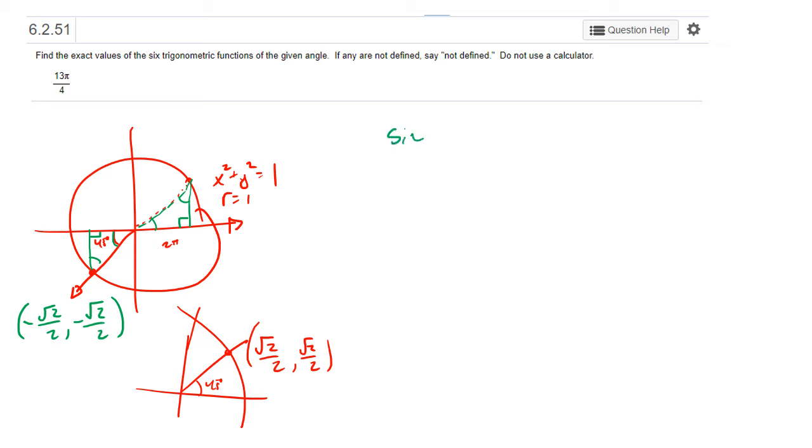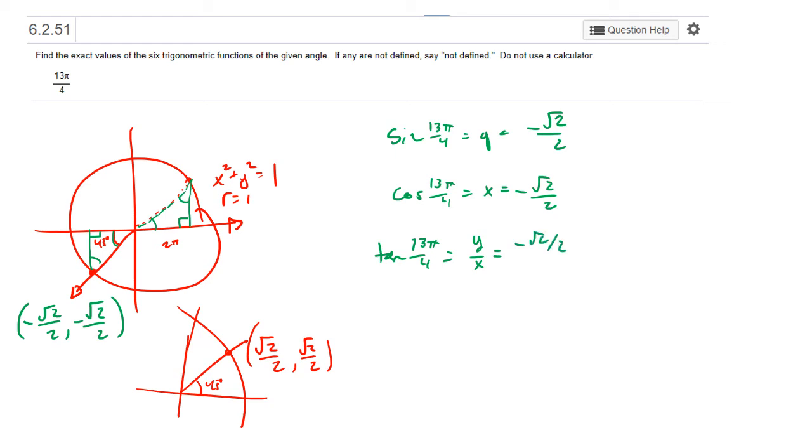So the sine of 13 pi over 4 is the y coordinate of that point, which is minus root 2 over 2. The cosine of 13 pi over 4 is the x coordinate of that point, which is also minus root 2 over 2. The tangent of 13 pi over 4 is the ratio of the y and x coordinates, negative root 2 over 2 over negative root 2 over 2, which simplifies down to just be 1.